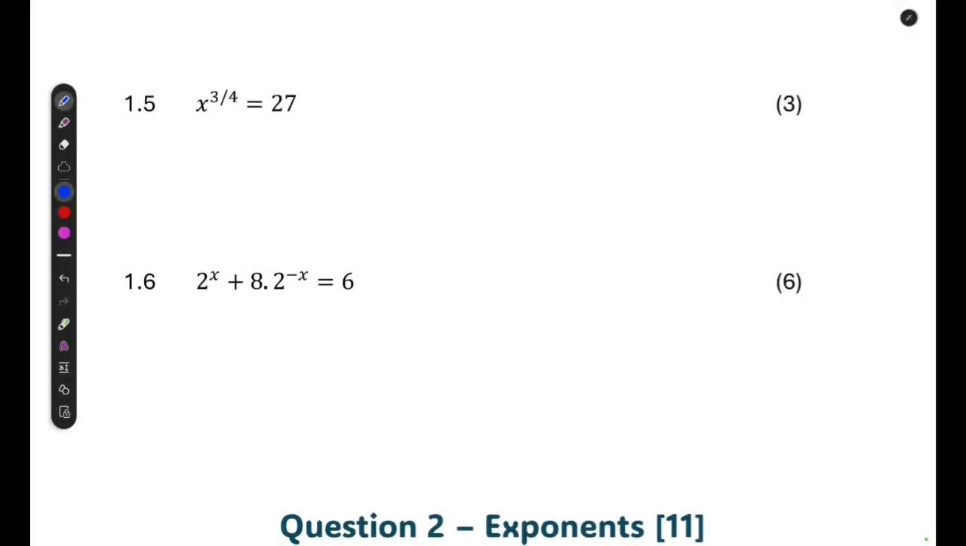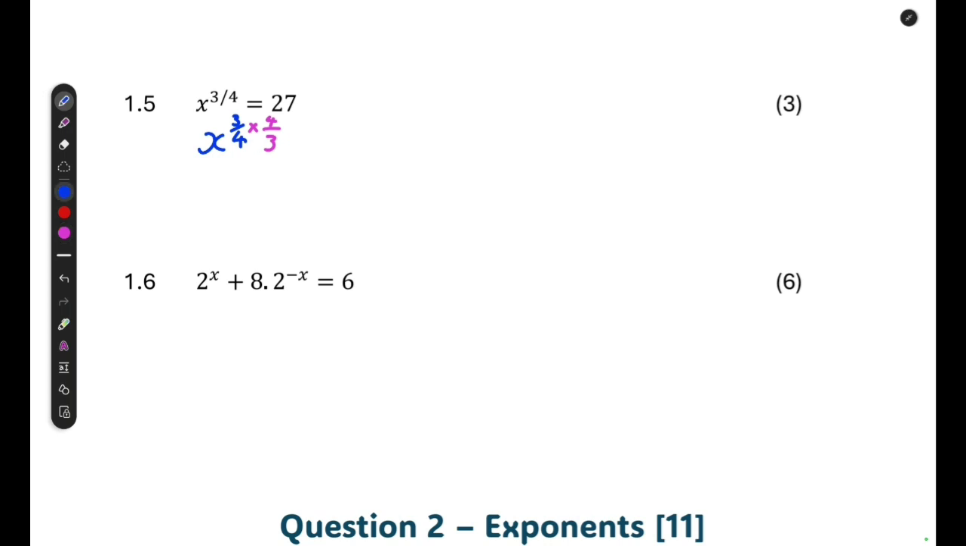Question 1.5, that's an exponential equation, one of the easier ones. My printer printed it a bit weird, but remember it's actually x to the power 3/4. And to get rid of an exponent, because I want x completely alone, I just multiply with the reciprocal, so just 4/3.